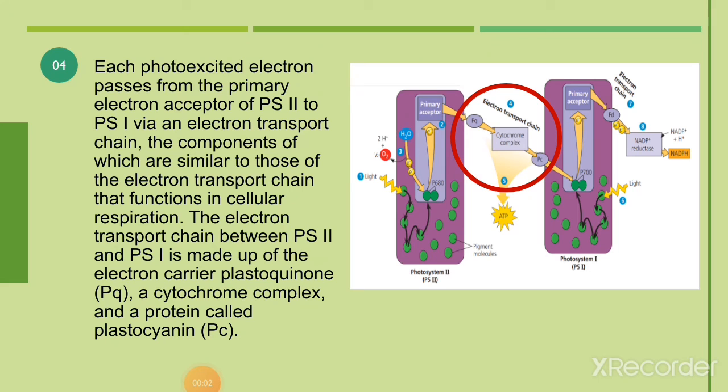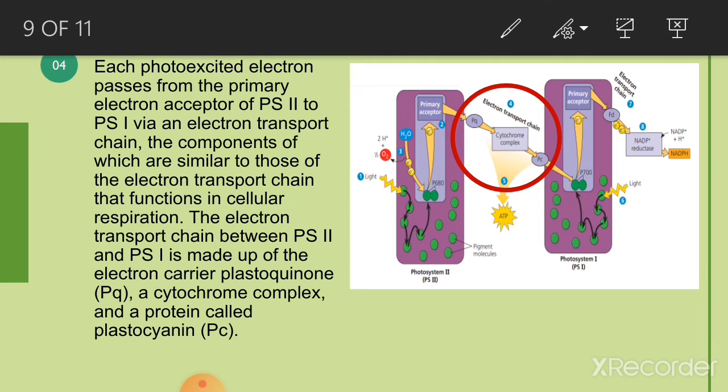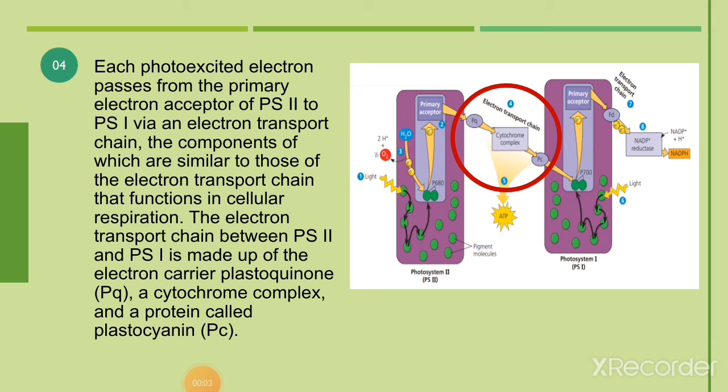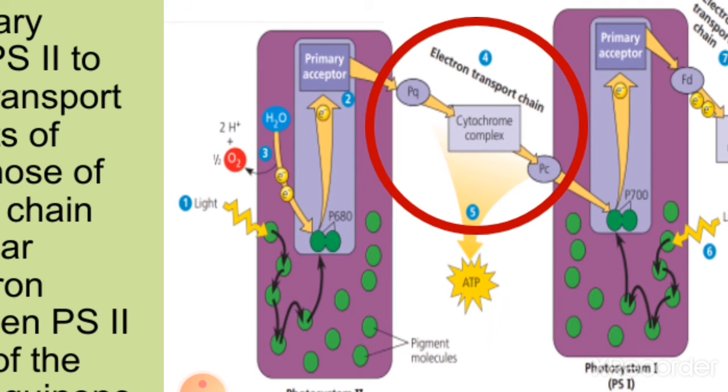Before it enters photosystem 1, each photoexcited electron passes from the primary electron acceptor of photosystem 2 to photosystem 1 via an electron transport chain, the components of which are similar to those of the electron transport chain that functions in cellular respiration. The electron transport chain between photosystem 2 and photosystem 1 is made up of the electron carrier plastoquinone, a cytochrome complex, and a protein called plastocyanin. So this is the electron transport chain.